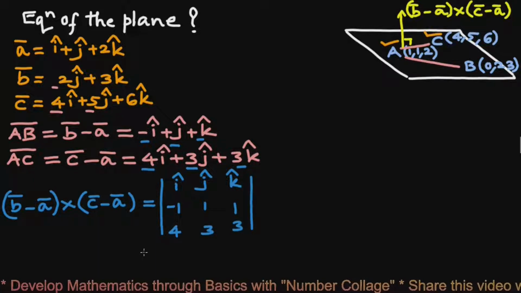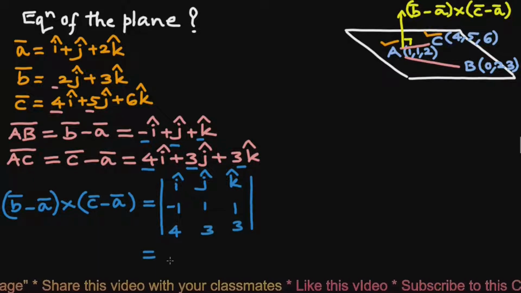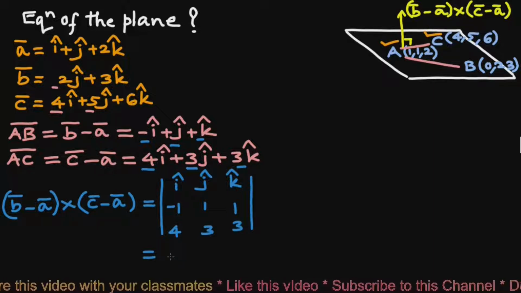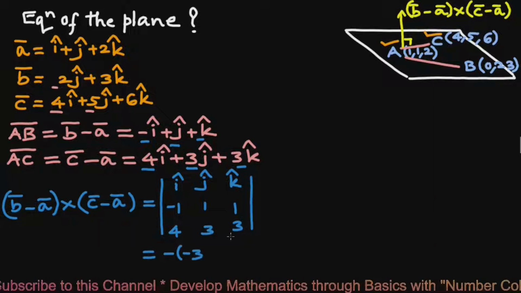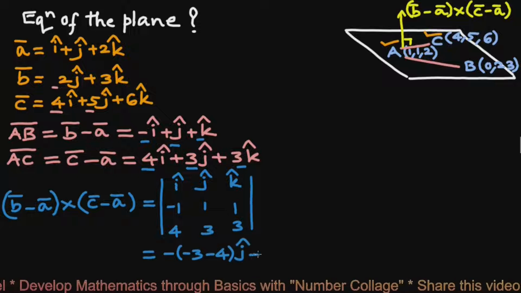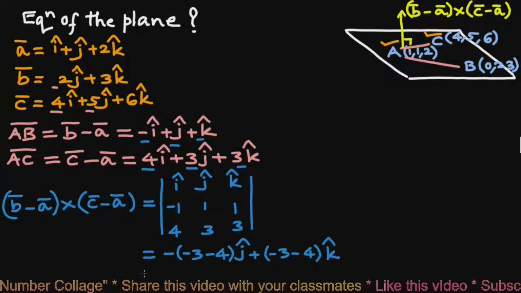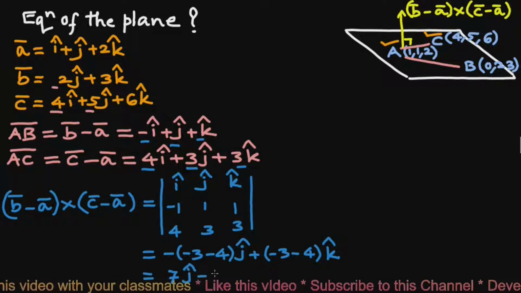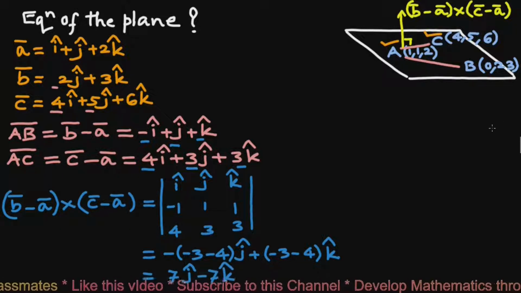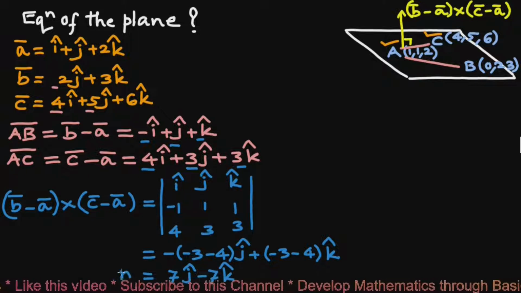That will work out 3 minus 3, 0 i cap. So that will be 0 minus of minus 3 minus 4 j cap plus minus 3 minus 4 k cap. So that will be 7 j cap minus 7 k cap. So this is our normal vector n bar.